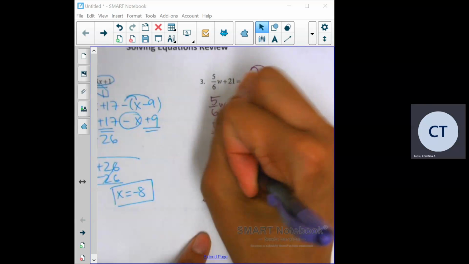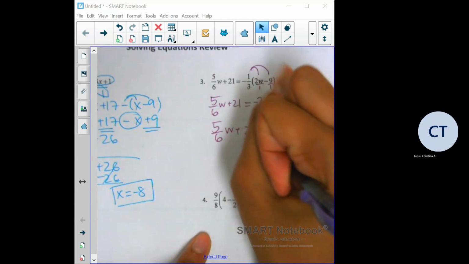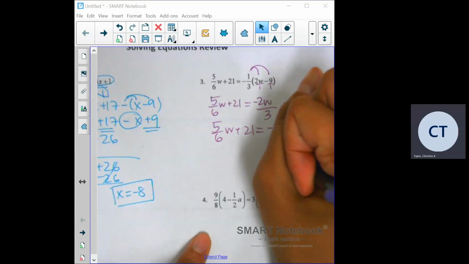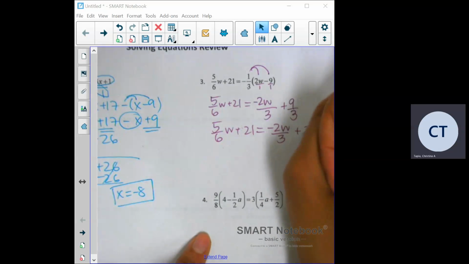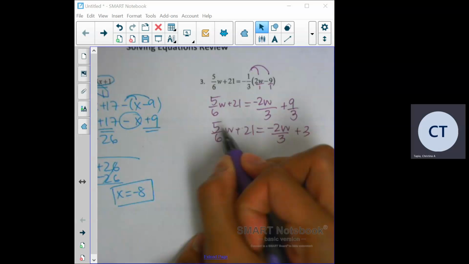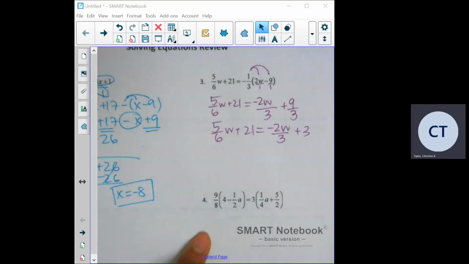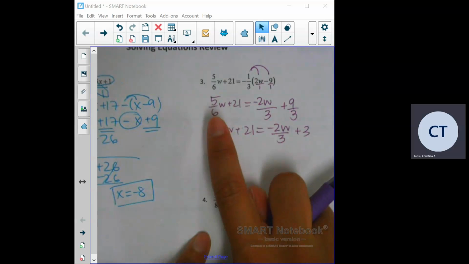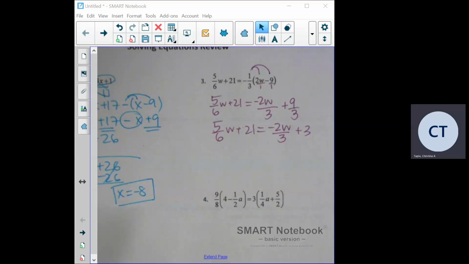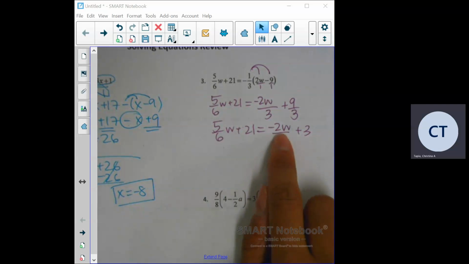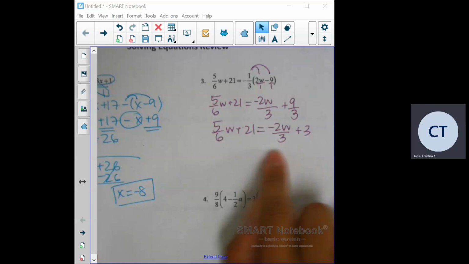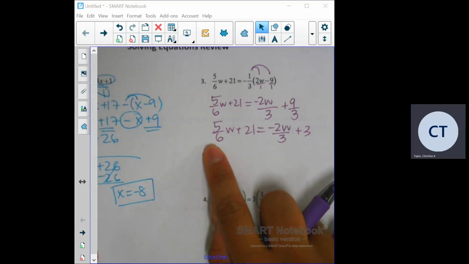I'm going to simplify this a bit. Negative 2w over 3 plus 3. And I'm putting the w in the numerator here. I could do the same thing with this one too. It really doesn't matter. Either stick it next to it or put it in the numerator. I personally don't mind moving the 2w over 3 to the other side of your equation and then combining like terms by finding a common denominator, but most of you guys don't.